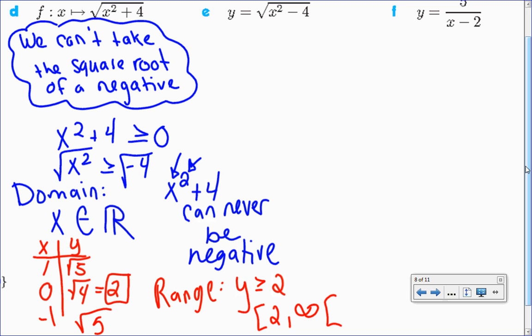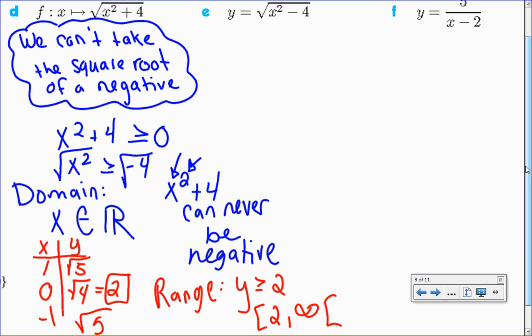Okay. And we know it's greater than or equal to 2 because look, the function is just going to keep getting bigger and bigger. Our smallest is the square root of 4. If we plug in 1, we get the square root of 5. If we plug in 2, we'll get the square root of 8, and so on. Even negative 2 will give us the square root of 8. So it's just going to keep growing and growing.